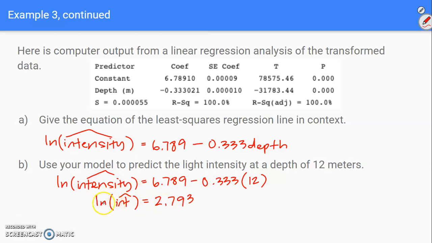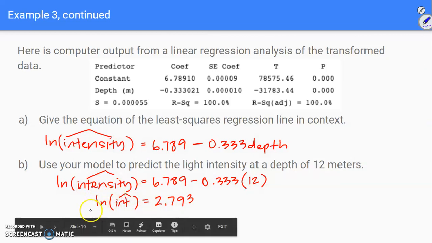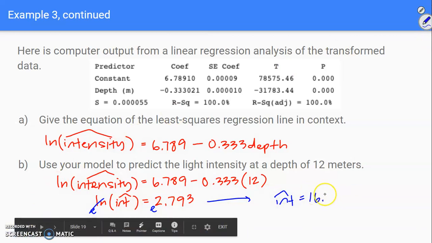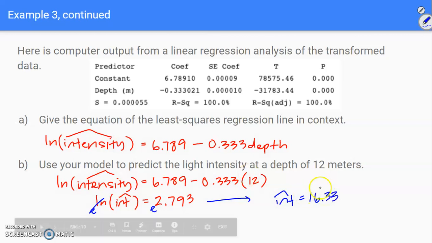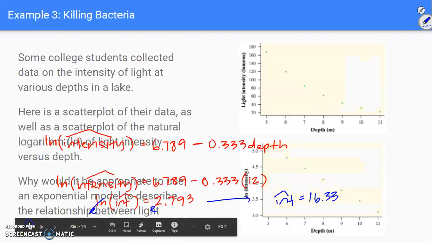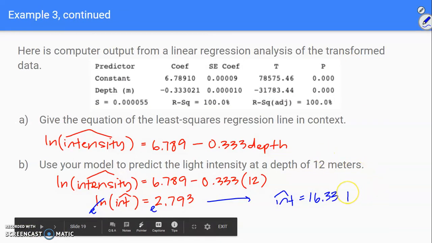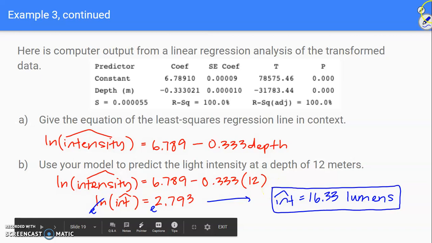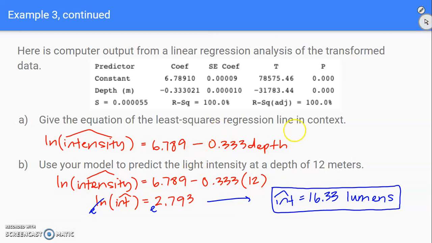And then because this is a natural log, it is base e, so to get rid of the ln, I'm going to do e to the power on both sides. That will make that cancel. So I have predicted intensity is equal to e to the 2.793, which is 16.33. I don't remember what the unit is, lumens, the light intensity unit. So same idea, just a different form of an equation, and I can use that to still write an equation and still make predictions, even though the data was not linear.